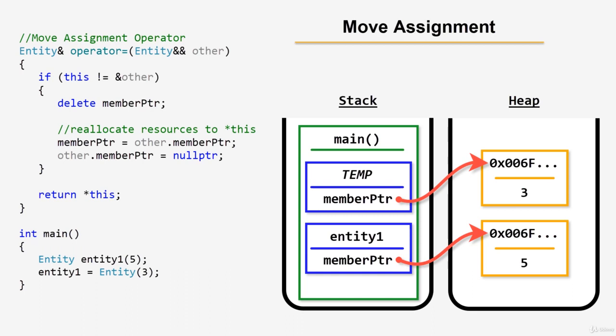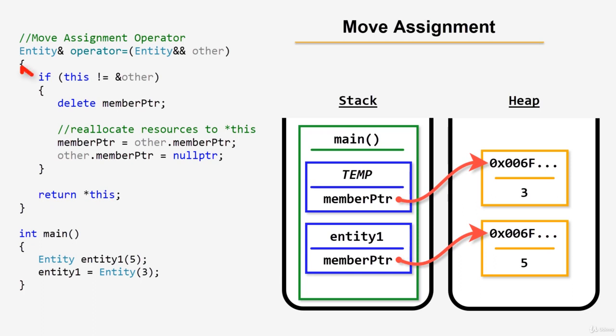For entity 1, that dynamic variable stores 5, and for the member pointer of temp, that points to a dynamic variable which stores the value 3. We have these two objects now, and in that second statement in the main function, we invoke that overloaded assignment operator, in this case a move assignment operator.